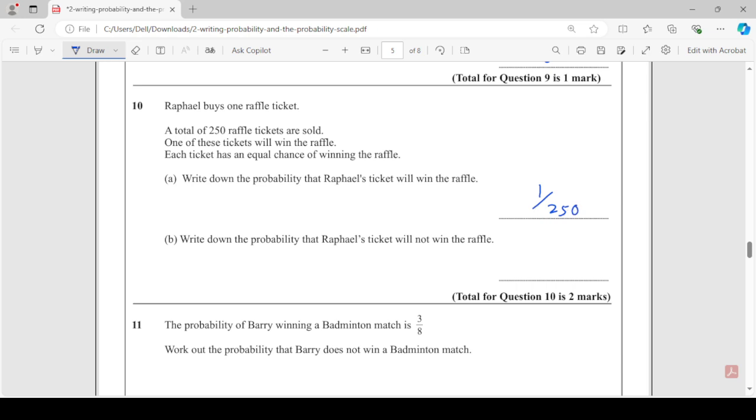Part B. Write down the probability that Raffle's ticket will not win the raffle. When a question says something will not happen, you first find out the probability of it happening and you subtract that probability from 1 to get the probability of it not happening. So probability that Raffle is going to win the raffle is 1 over 250. So if I have to find the probability that he will not be winning, it's going to be 1 minus 1 over 250, which is 249 over 250.